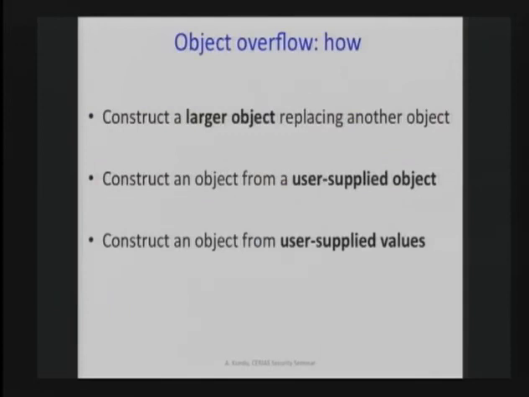There are 3 ways one can carry out overflow. One is constructing a larger object, as I gave an example. Constructing an object from a user supplied object, where you take multiple objects of the users and construct an object out of them. Or construct an object from user supplied values. I have a demo to show how this overflow can be carried out, but I don't think I would have enough time to do that.